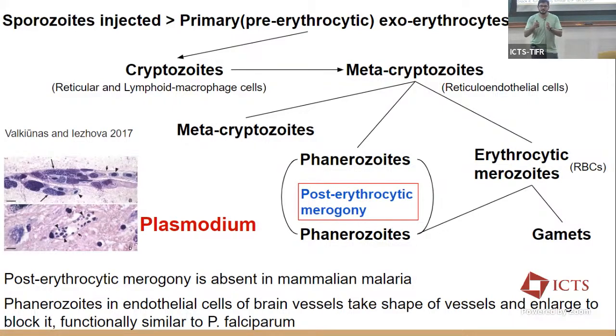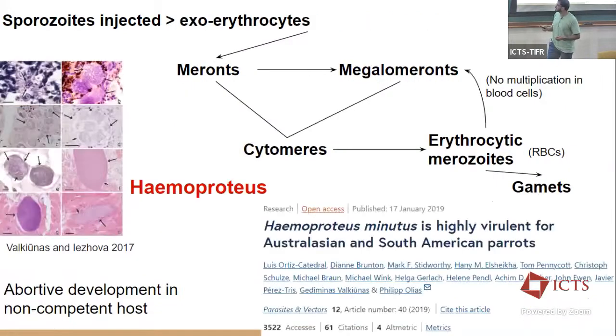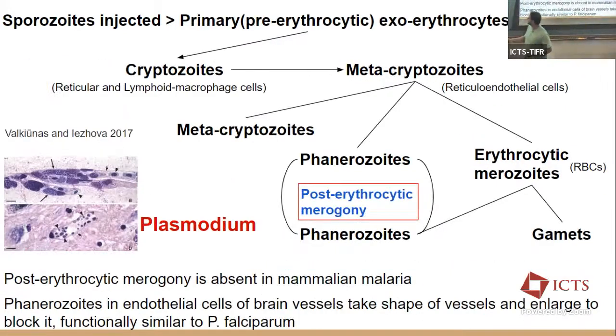They can enlarge and completely block the vessel and the blood flow to the brain, and that can actually kill the host, which is very similar to what happens in falciparum malaria in humans, the cerebral malaria. If you see this picture, this is where the bird plasmodium is, and the functional aspect of it is slightly different, where the phanerozoites are enlarging, taking the shape of the vessel and blocking it.